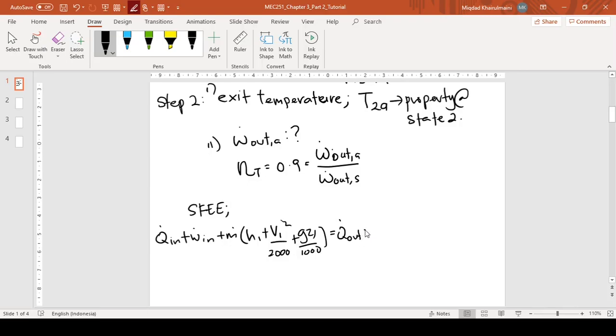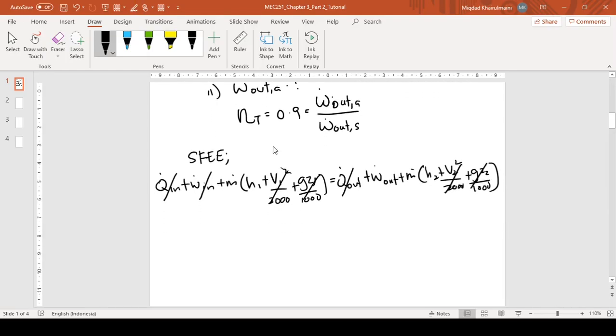Once we have written down the general equation for the steady flow energy equation, we can cancel the terms based on the condition. So work in is cancelled, adiabatic turbine so heat transfer is cancelled, and the kinetic and also potential energy are cancelled. So from the general equation we can write down what is left.